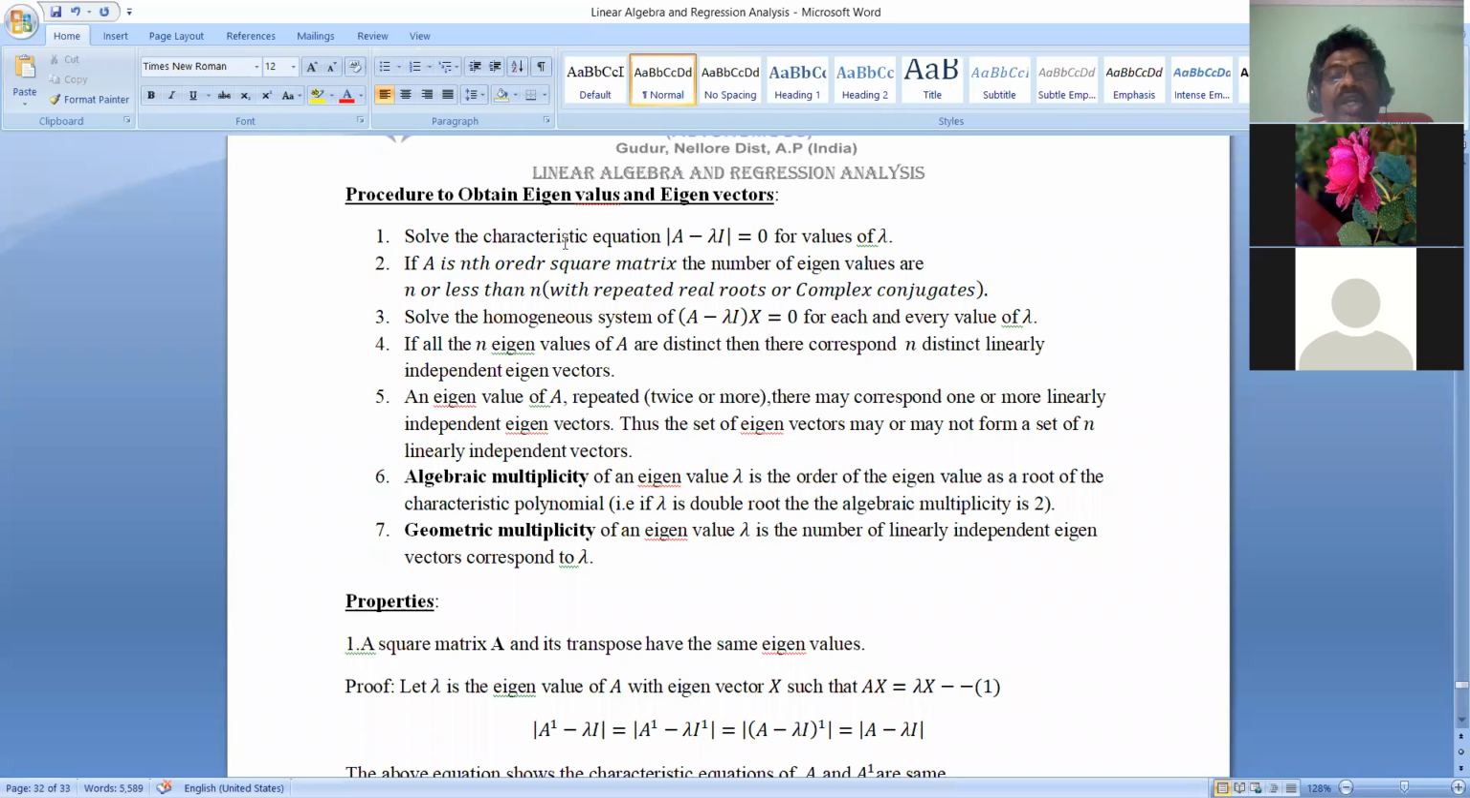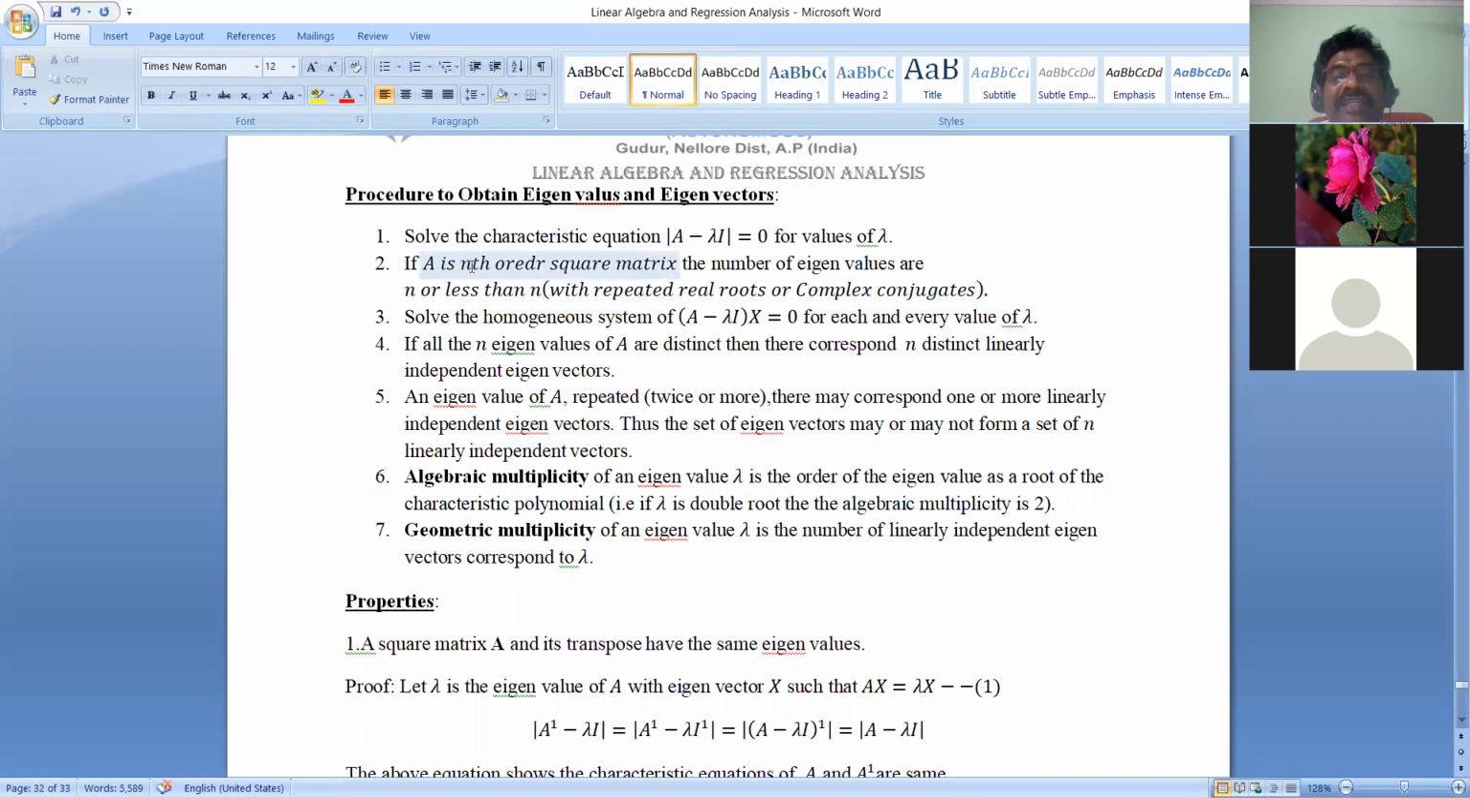First of all, we want to write down the given matrix. Check whether the given matrix is a square matrix or not. After that, find the equation. That equation is called the characteristic equation, determinant of A minus lambda I equal to 0. Solve this equation for n lambda values.